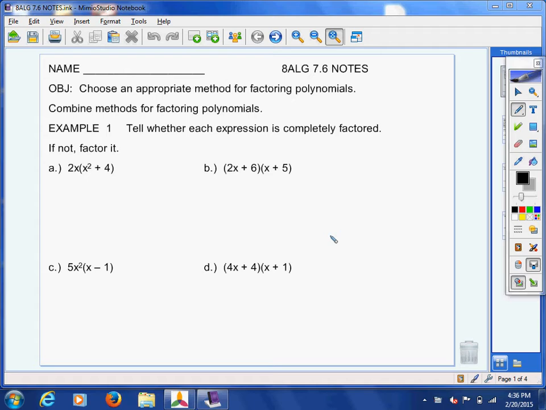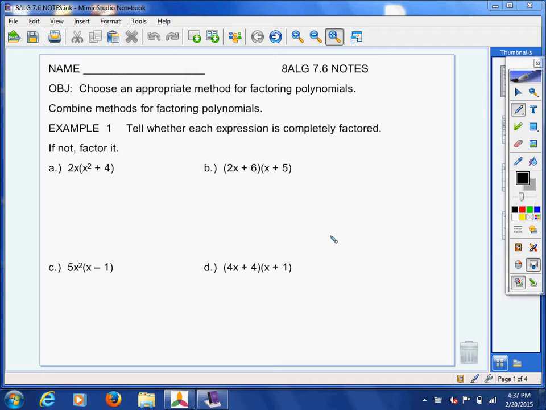This is 7.6. In Example 1, this is what our objective is. We want to tell whether each expression is completely factored, and if it isn't, then finish factoring it. Okay? So let's look at letter A. I'm going to do all of these just because I think you need me to do all of them. I want to help you with that.